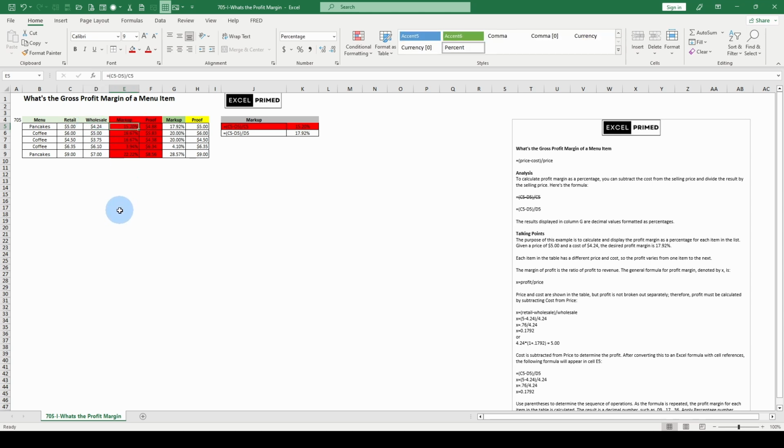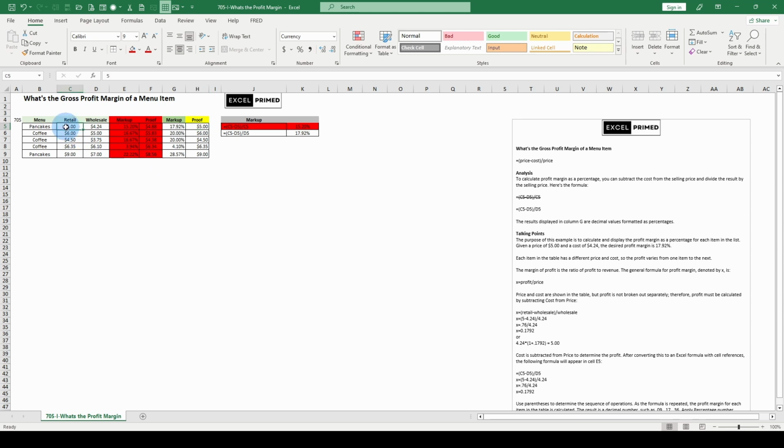It depends on how you want to mark it up. If you use C5 minus D5 divided by C5, we're looking at a 15.2% markup. Your outcome is going to be 488. The proper markup is C5 minus D5 divided by D5. The proof is right there.